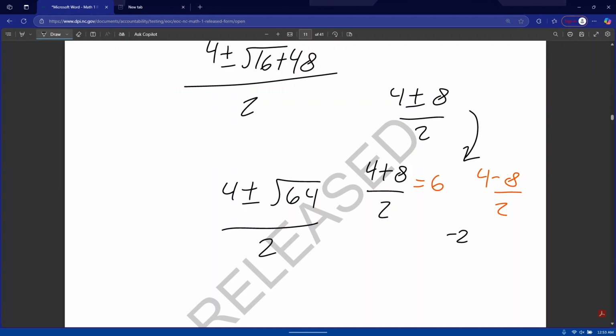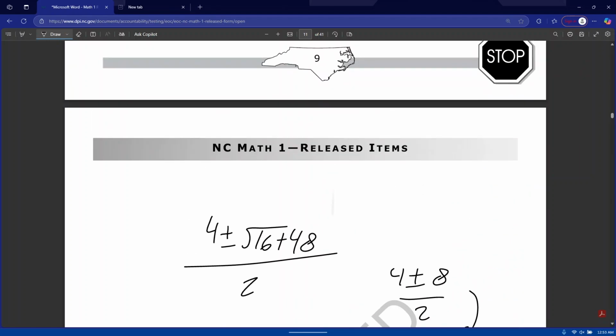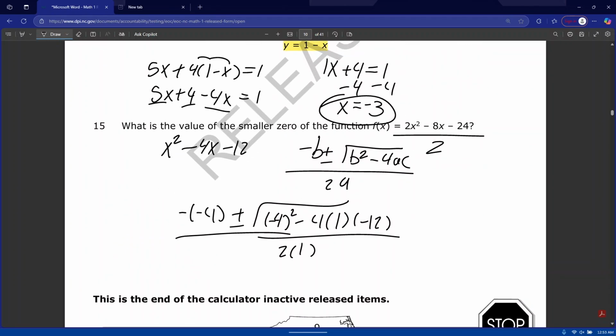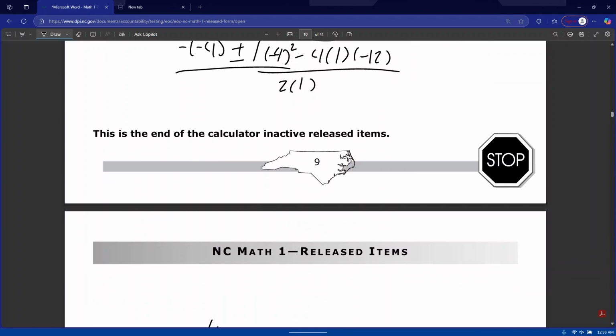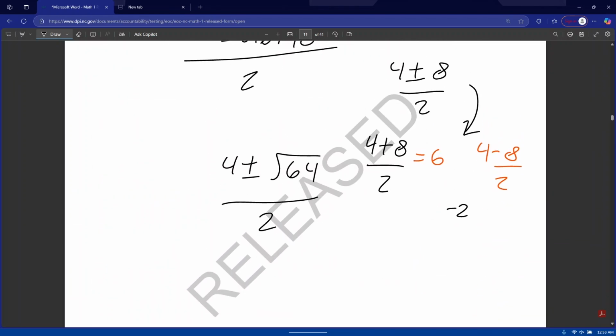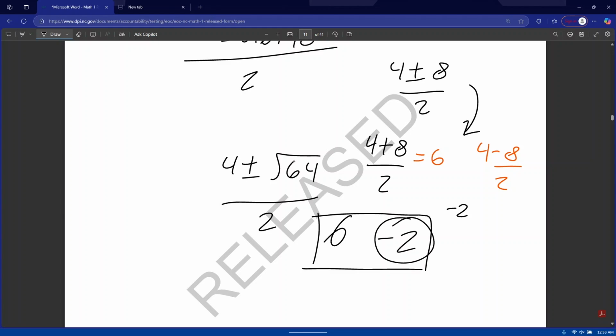So, as said in the problem, it says which is the smaller zero. How do you know which one is the smaller zero? Which one is the least? Okay, 6 and negative 2. Which one is the smaller zero? Well, negative 2 has the least value, so that is the smaller zero. The answer is negative 2.